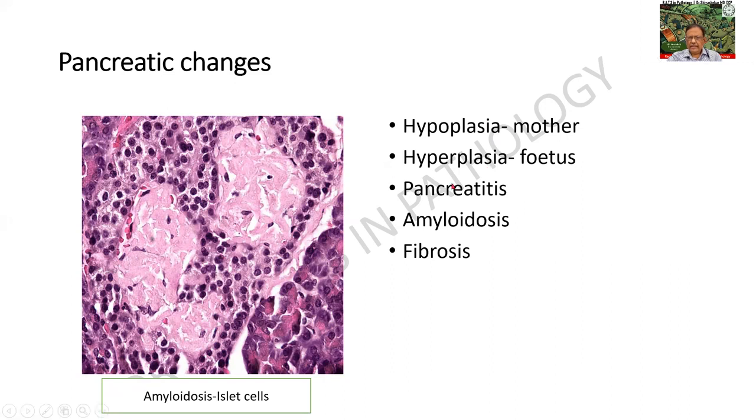In addition, in the pancreas, we can find pancreatitis, amyloidosis, and fibrosis. So these are all the changes which can be found in the pancreas. This is the last organ to be included. Please do mention all this under the organ changes in diabetes.